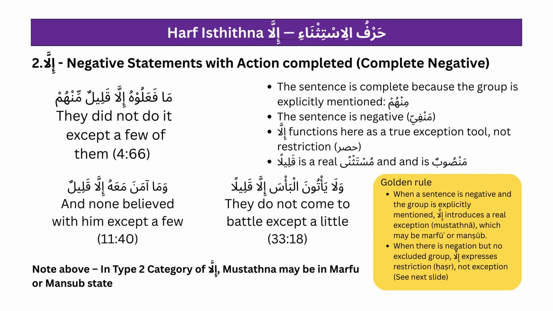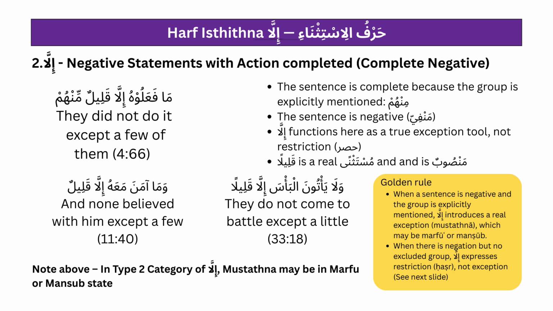Now notice the important grammatical note on the slide. In this type 2 structure, the mustathna, the excluded element, may appear either in the marfu' form or the mansub form. Both can occur depending on the grammatical structure of the sentence. Now let us remember the golden rule. When a sentence is negative and the group is clearly mentioned, then Illā introduces a real exception, meaning a member is removed from that group. In this case, the mustathna may be marfu' or mansub.